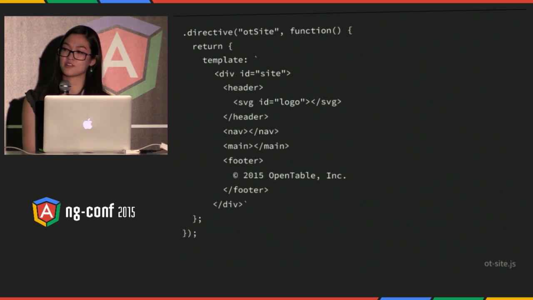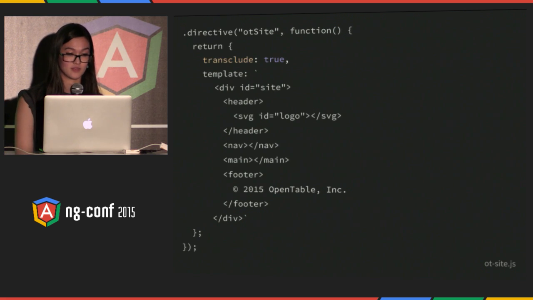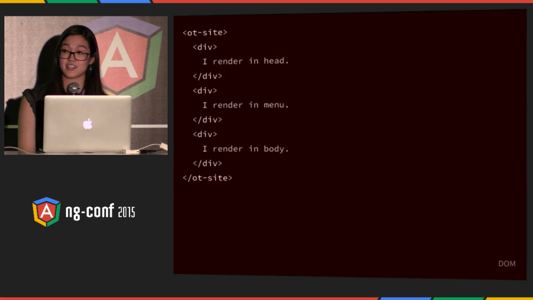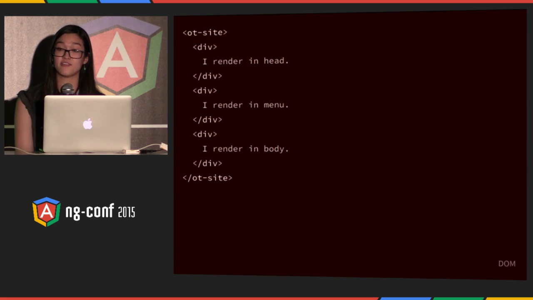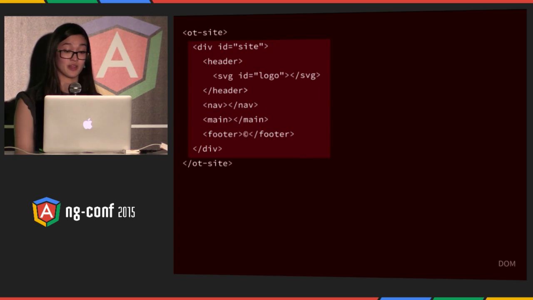So how do we wire up this transclusion on the directive side? Well, the first thing we have to do is indicate to Angular that we will be transcluding by setting the transclude property to true. This is necessary because during the compilation phase, the default behavior for Angular is to replace anything between the directive's tags with the directive's internal template, which normally would make sense. But in this case, it would actually overwrite our user's content.